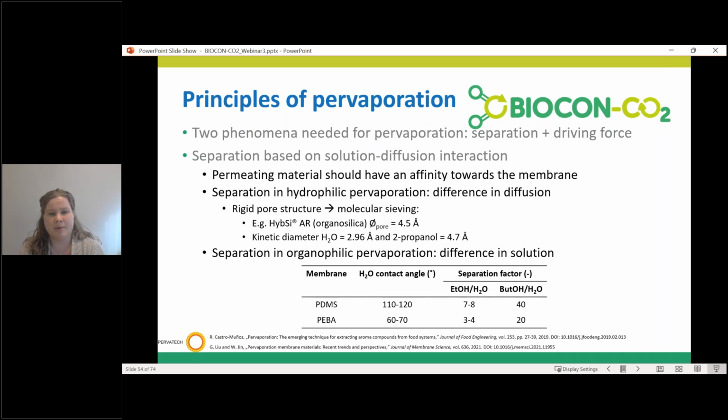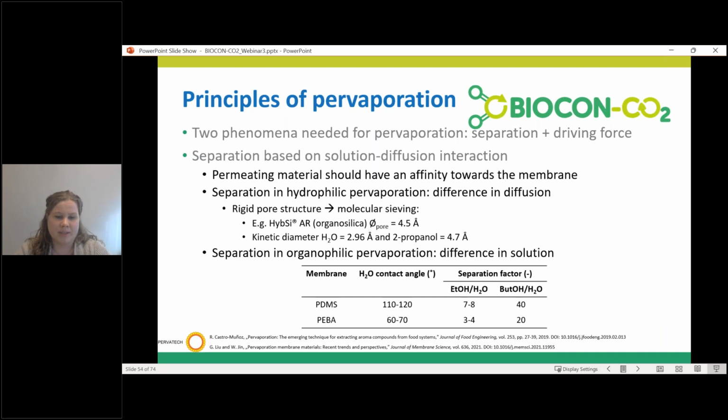If the hydrophilic membrane also has a rigid pore structure, there is an additional phenomenon which is called molecular sieving. For example, the organosilica HybSi membrane has an average pore size of around 4.5 angstrom, and water with a smaller kinetic diameter than this pore size will be able to permeate the membrane, and 2-propanol, having a slightly larger kinetic diameter, will not be able to permeate, and this further increases the diffusion selectivity.